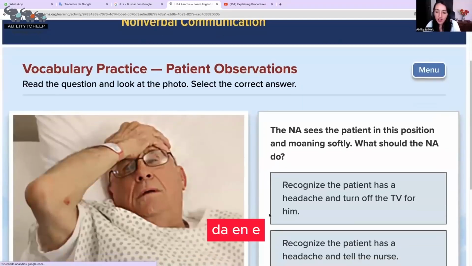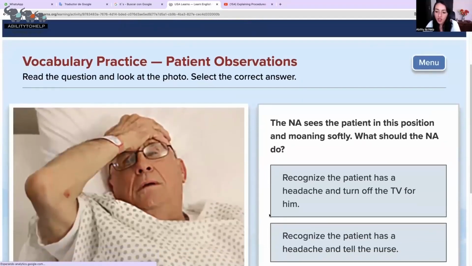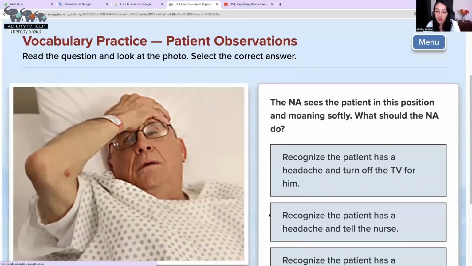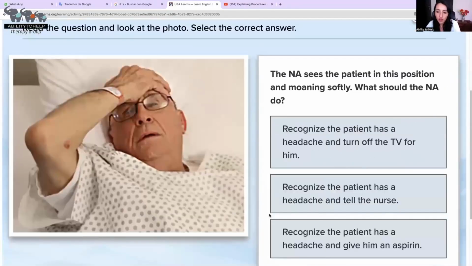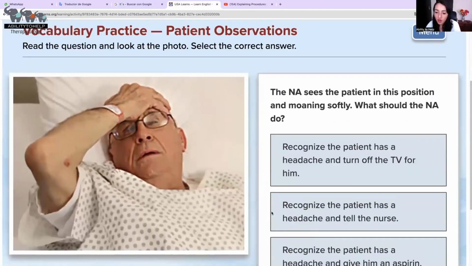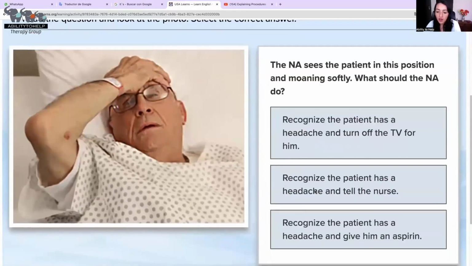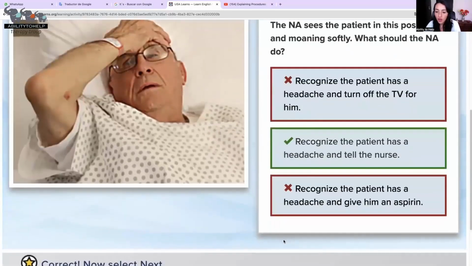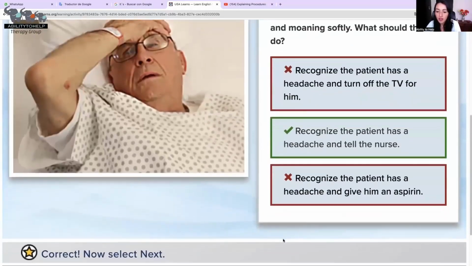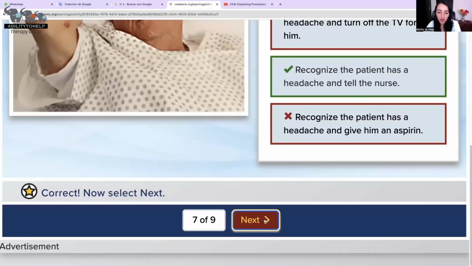The NA sees the patient in his position and moaning softly. What should the NA do? Recognize the patient has a headache and turn off the TV for him. Recognize the patient has a headache and tell the nurse. Recognize the patient has a headache and give him an aspirin. Recognize the patient has a headache and tell the nurse.